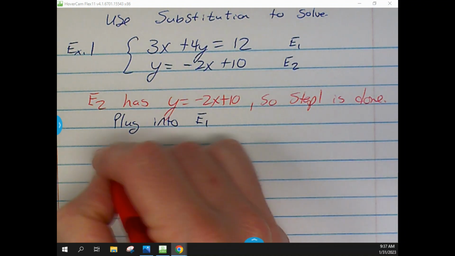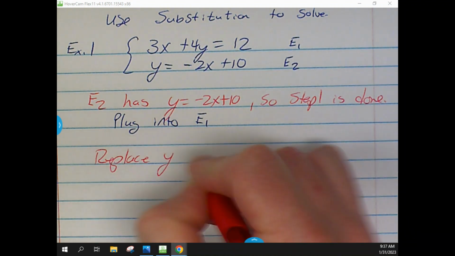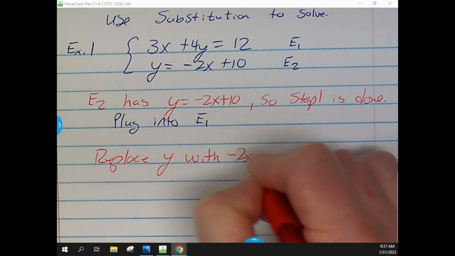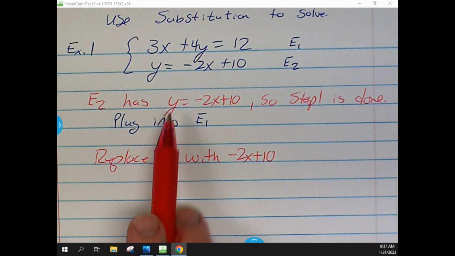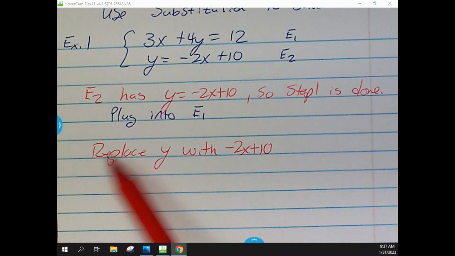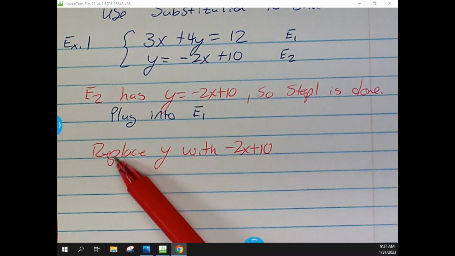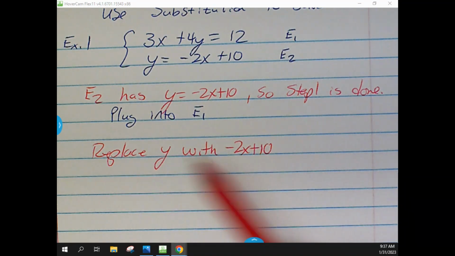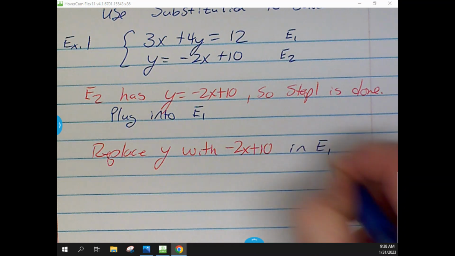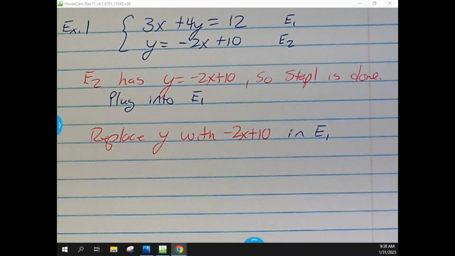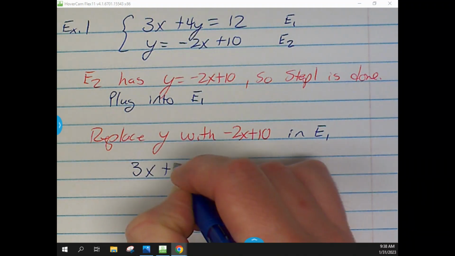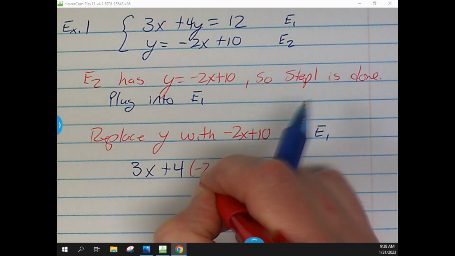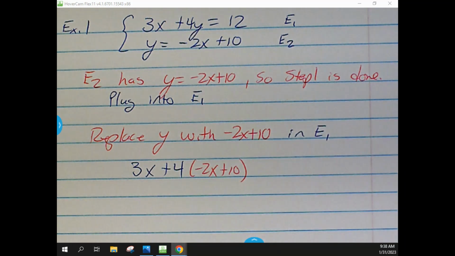So for this part of it, we're going to replace y with negative 2x plus 10. So wherever you've got this y equals part, just think in your mind that you're going to replace y with negative 2x plus 10, because those two are the same thing. So we're going to replace the y with negative 2x plus 10, and this is back in equation 1. So we're going to take equation 1 and replace y with negative 2x plus 10. So it's 3x plus 4 times negative 2x plus 10.